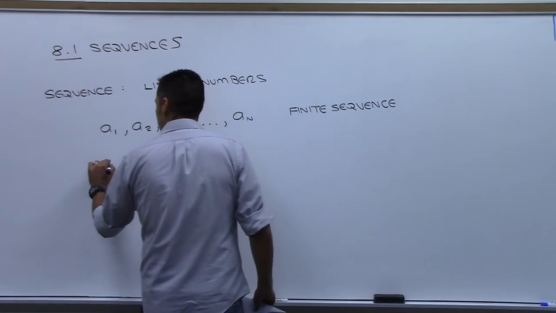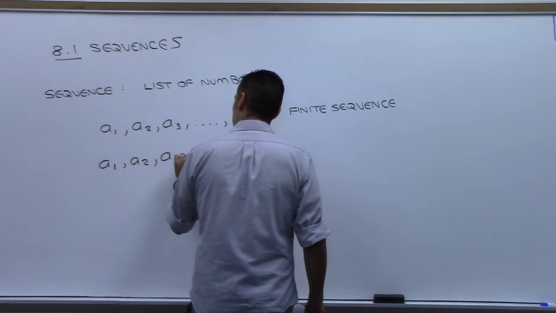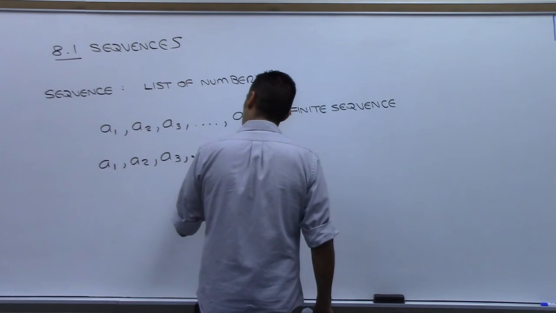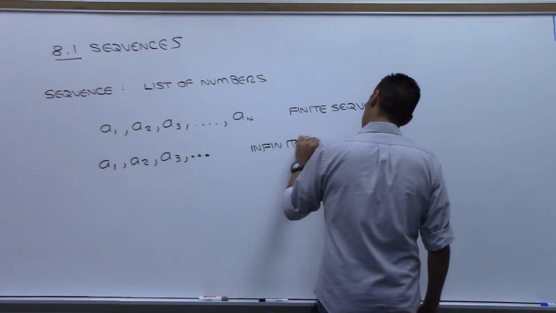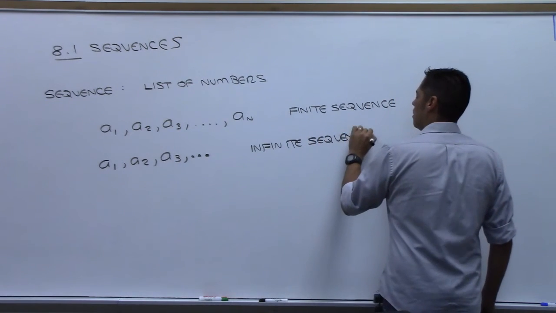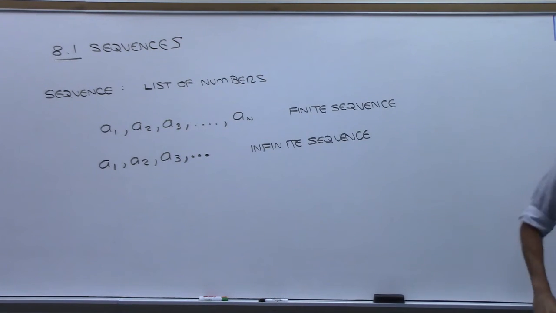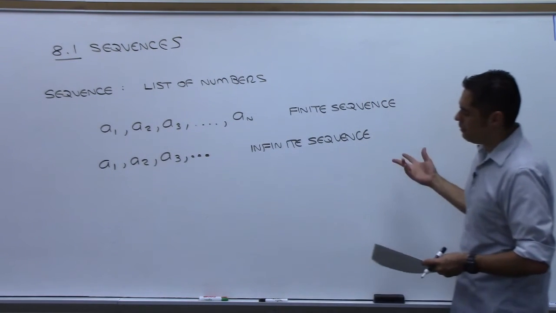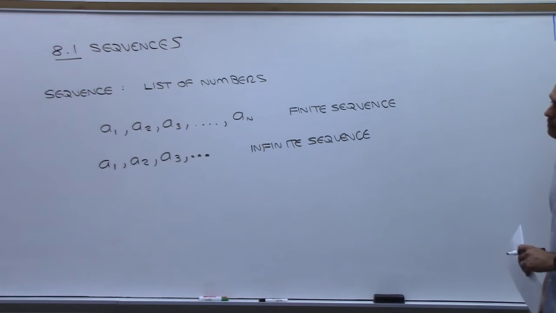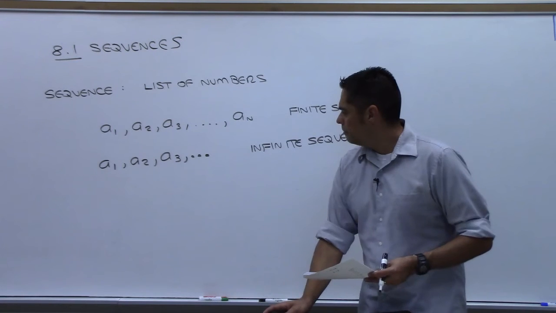Now, if I do not want it to stop, then I usually just put 3 dots, and this would become what we call an infinite sequence. Technically, the accepted thing is 3 dots, but you'll see me put like 4 dots, 5 dots. Doesn't really matter, all right? So an infinite sequence versus a finite sequence. We look at it as just a list of numbers. I'll give you an example.